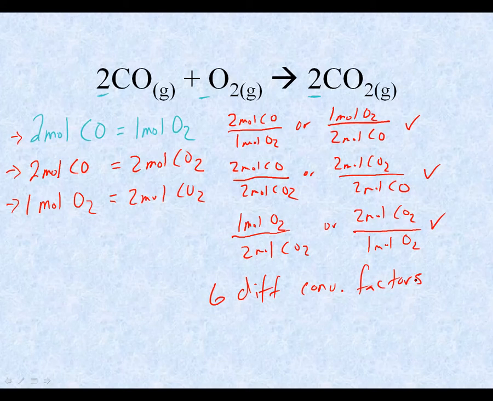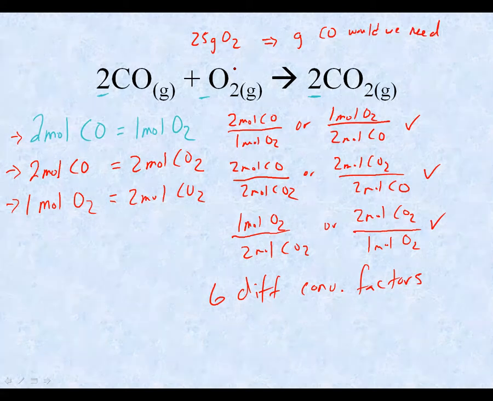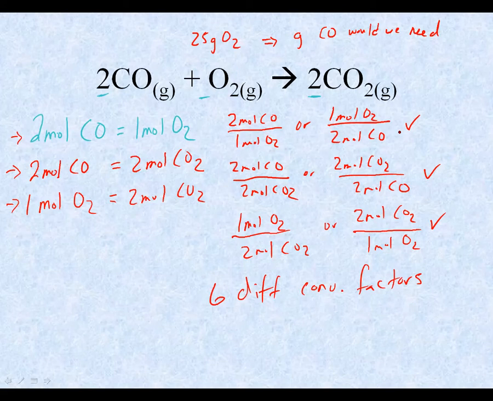So for example, let's say we started with 25 grams of O2, and we want to know how many grams of CO we would need. We can go through all of our steps to do this type of problem. I'm just moving some boxes out of my way so I can actually see the screen myself. The first step in any type of stoichiometry problem is a balanced equation. And obviously we do have a balanced equation here to begin with.